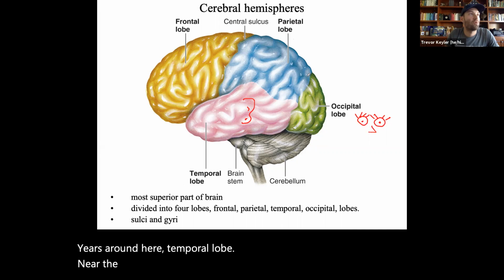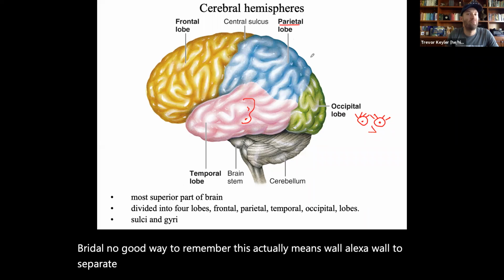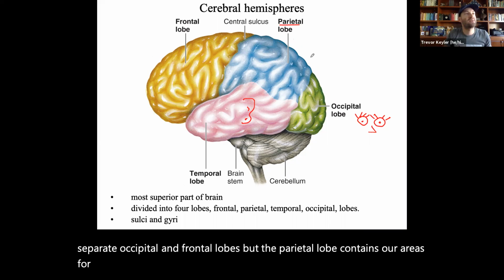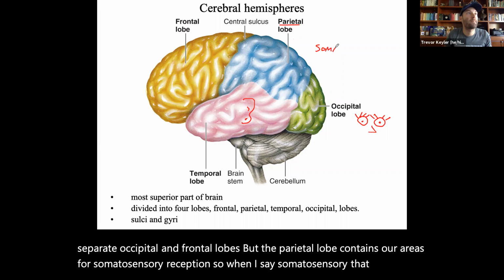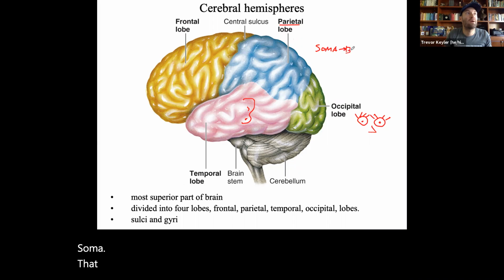Then we have the parietal lobe. Parietal, no good way to remember this. It actually means wall. It acts as a wall to separate occipital and frontal lobes. But the parietal lobe contains our areas for somatosensory reception. When I say somatosensory, that prefix soma means body, like a cell body is a soma.